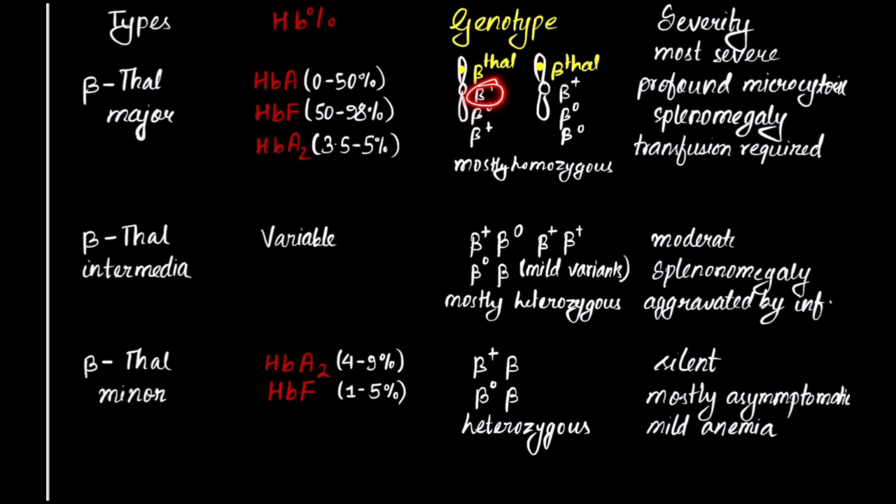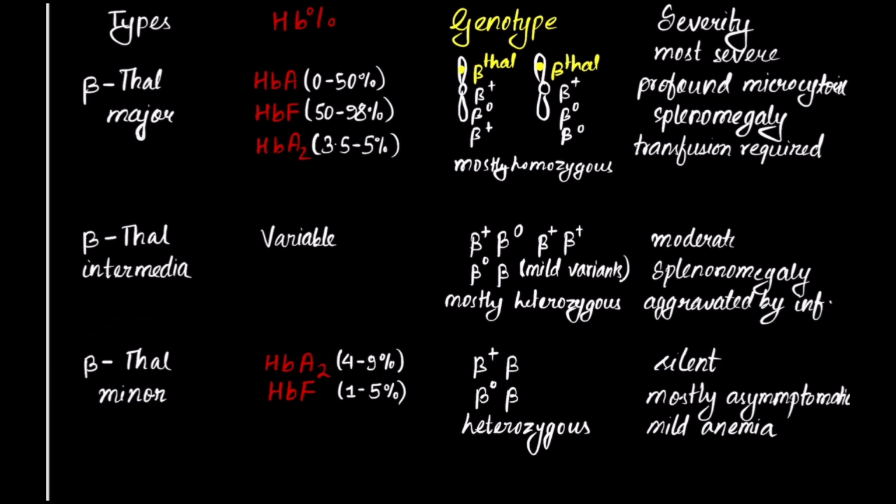Here you have the same genes, right? Beta gets mutated into the same type of genes, but then the severity, or the variation of these genes, is mild. So these genes are mild variants of the same gene type, and they are also mostly heterozygous.